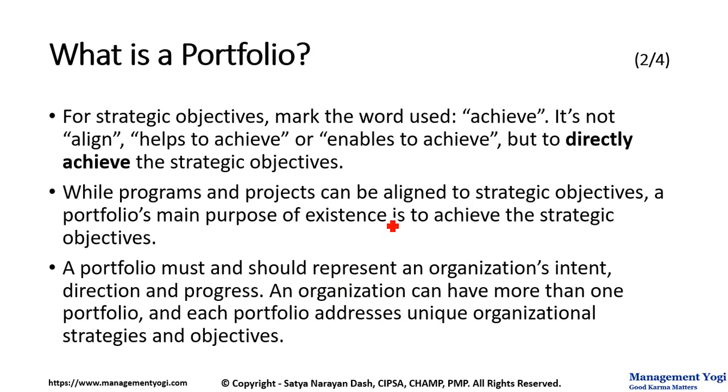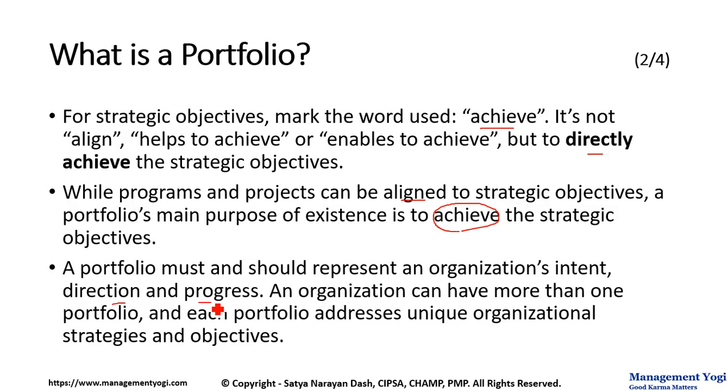For strategic objectives, mark the word achieve, to achieve. It is not align or helps to achieve or enables to achieve, but directly achieve the strategic objectives. While programs and projects can be aligned to strategic objectives, a portfolio's main purpose of existence is to achieve the strategic objectives. So you can have component projects and programs aligned, but a portfolio exists to achieve the strategic business objectives. A portfolio must and should represent an organization's intent, direction and progress.